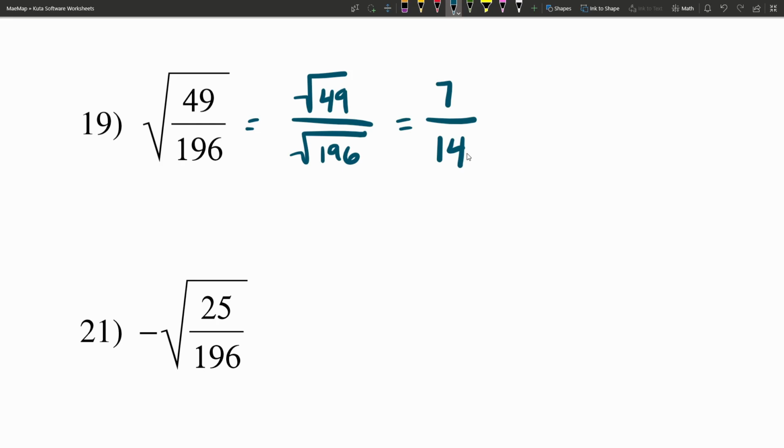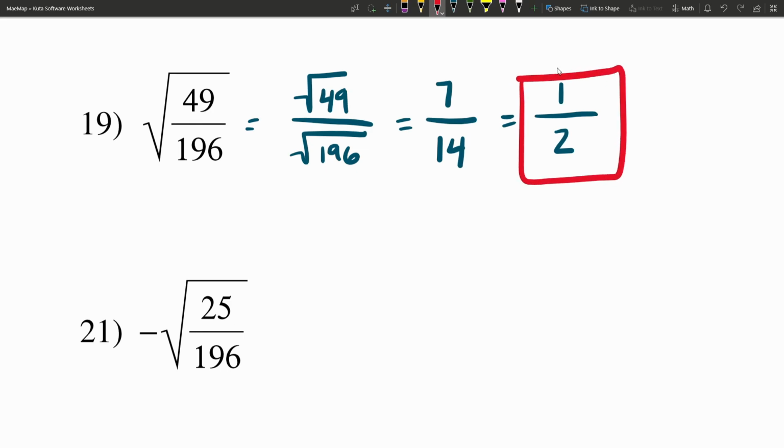But it's not our final solution because this fraction can be simplified down. So always simplify when it's possible, unless told otherwise. So 7 divided by 14, think about it. 7 goes into 7 one time, and 7 goes into 14 two times. 7/14 is the same as 1/2. So the square root of 49 over 196 equals 1/2.